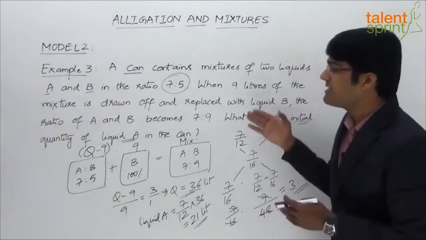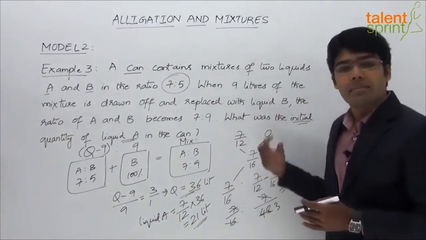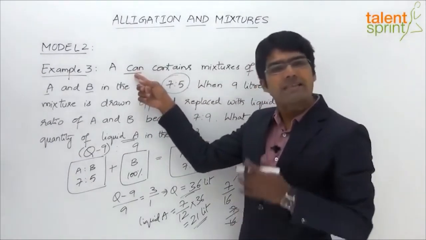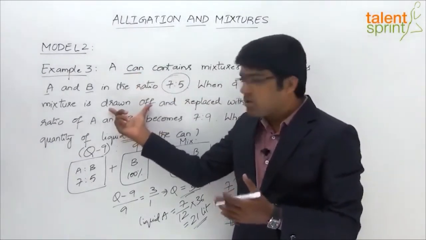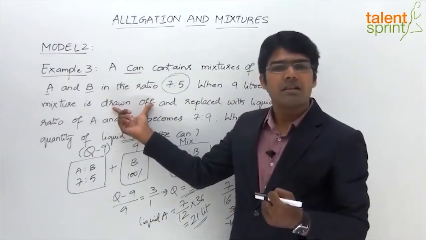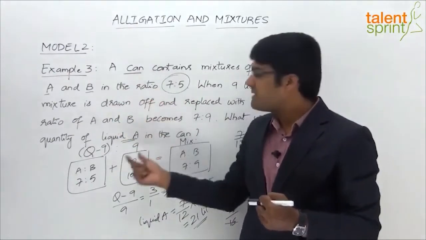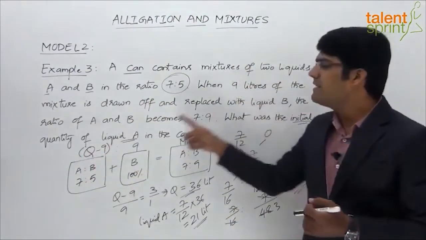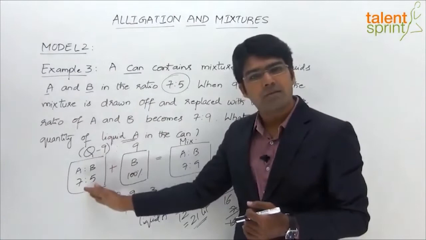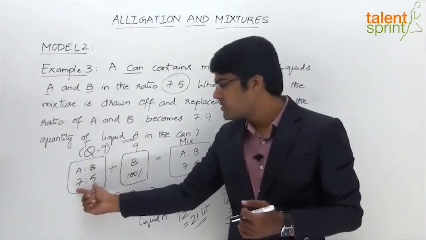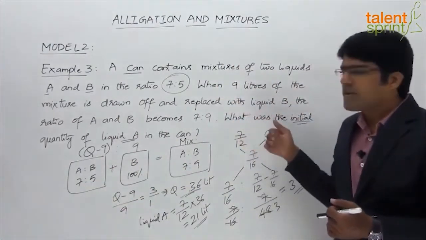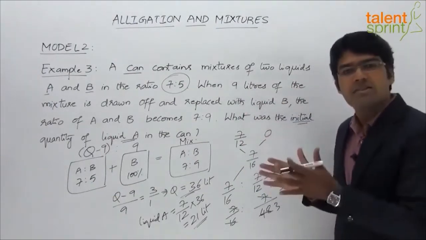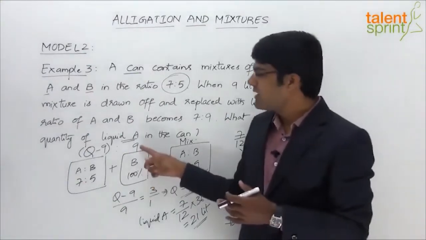So this is how a question that is based on removal and replacement of a mixture can be solved by assuming the initial quantity of the can as Q liters, and then this drawing of some part of the mixture can be compensated by taking the quantity of mixture 1 as Q minus 9, because 9 liters has been removed. So that's one mixture that we have. Q minus 9 liters is the quantity in the ratio 7:5. Instead of assuming it is replaced with liquid B, we are taking it as addition of liquid B. So our second mixture is pure B, 100% of B, and the quantity is 9 liters.